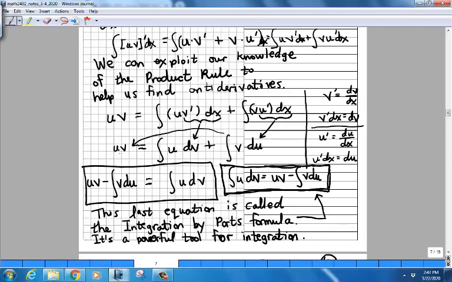That is called the integration by parts formula. Notice you have the integral of u dv is equal to u times v minus the integral of v du. Or you can think of this equation also as the anti-product rule.